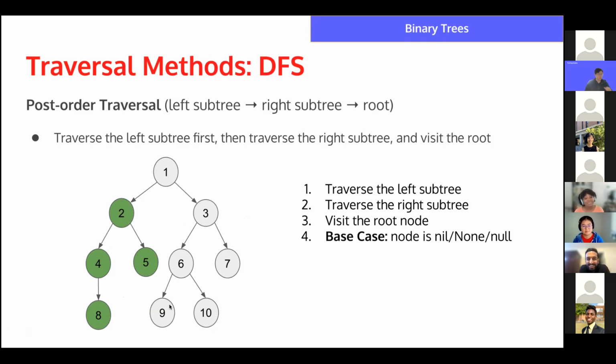So 2, and then we traverse all the way to the left of this subtree, 9, then 10, back up to its parent, 6, but then the right subtree of 3 first before we're going back up to 3, and then 1 is last here.